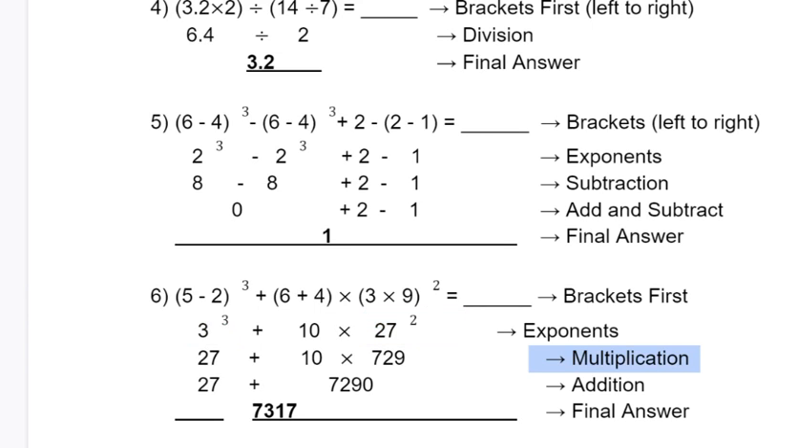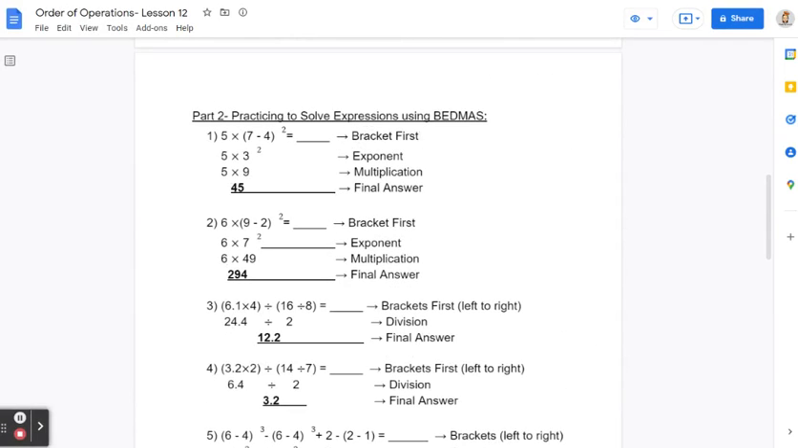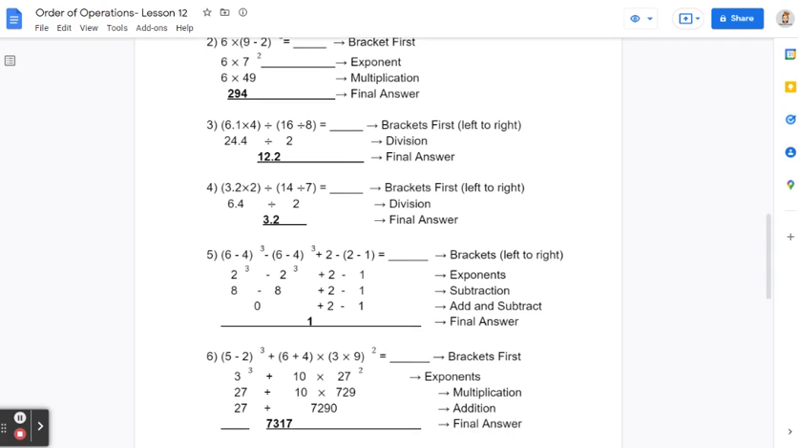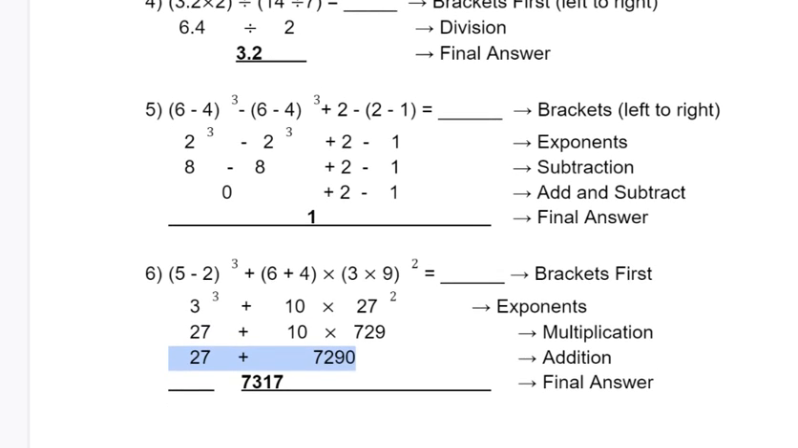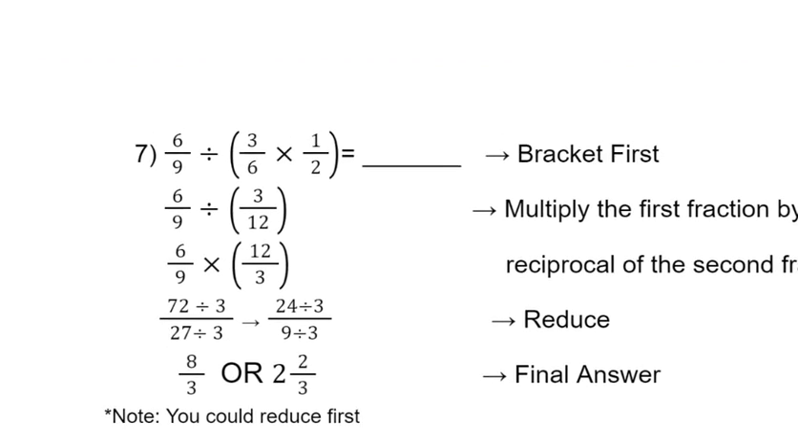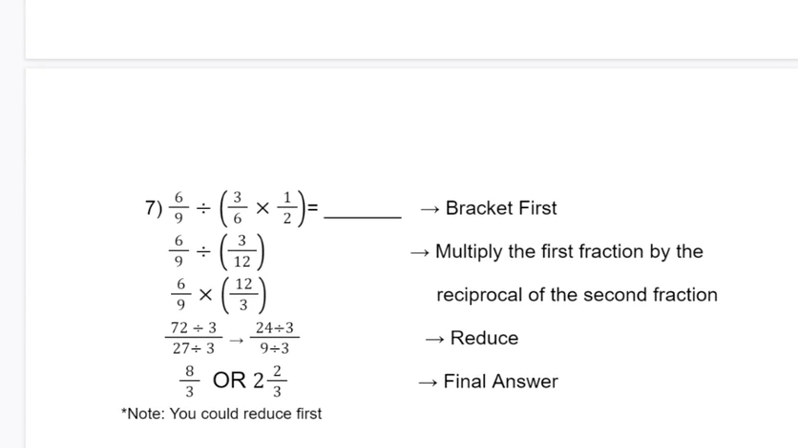The next thing here is multiplication. Even though addition came first, if we take a look at our acronym again, it's always division or multiplication before addition or subtraction. So we're going to do 10 times 729, which is 7,290, and we learned how to multiply with powers of 10 in our old lesson. And then also here we have 27 plus 7,290 left, and then the answer would be 7,317.